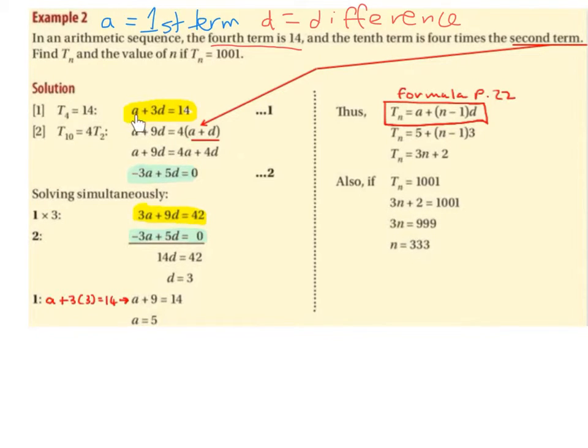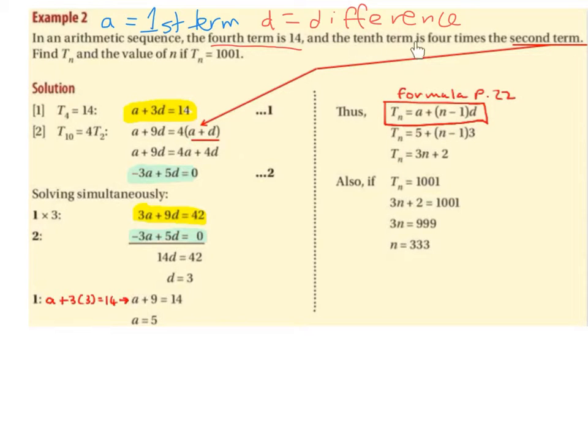Because it's going to be A, which is the first term, plus 3 differences will get us to the fourth term. Just like if we wanted to represent the sixth term, it would be A plus 5D, the first term plus 5 differences. Or the 50th term, it would be A plus 49D, so the first term plus 49 differences, etc. So term 4 is A plus 3D, and this is equal to 14, because we were told that the fourth term is 14. So A plus 3D is equal to 14.